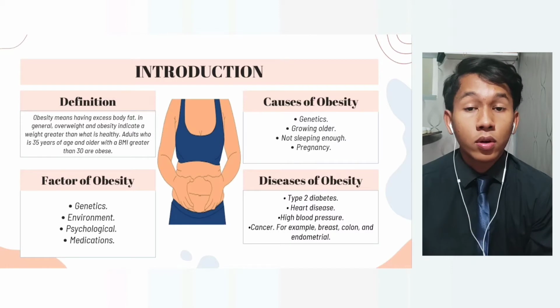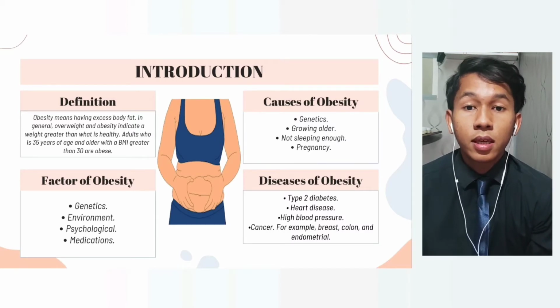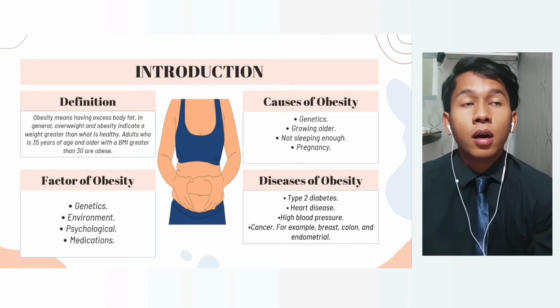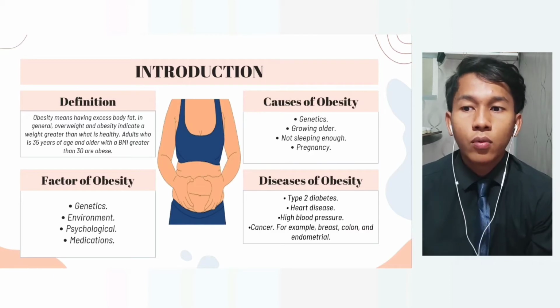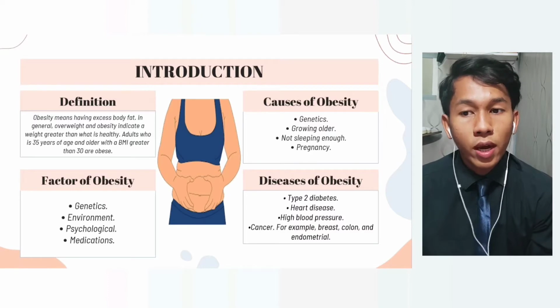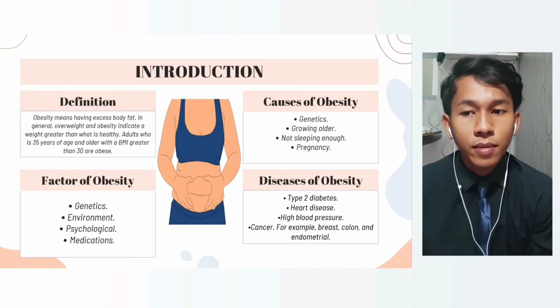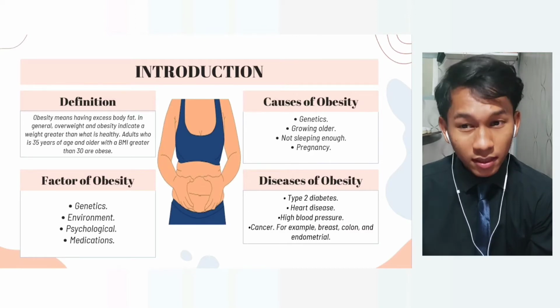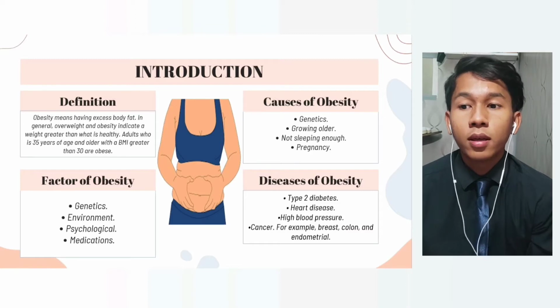The third one is the causes of obesity. It can come from many aspects. The first one is genetic, which can affect how your body processes food into energy and how fat is stored. Second is growing older, which can lead to less muscle mass and a slower metabolic rate, making it easier to gain weight.